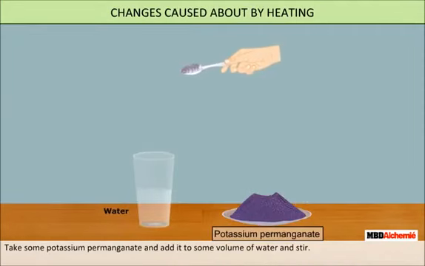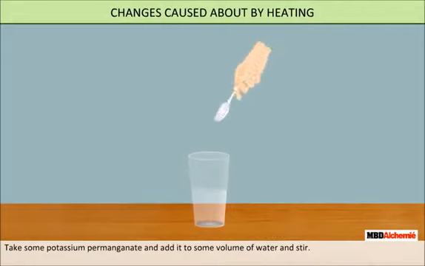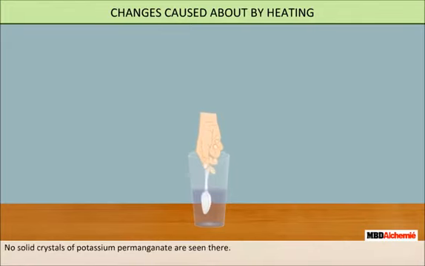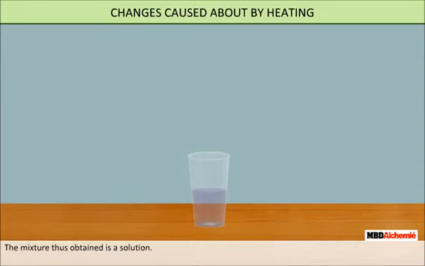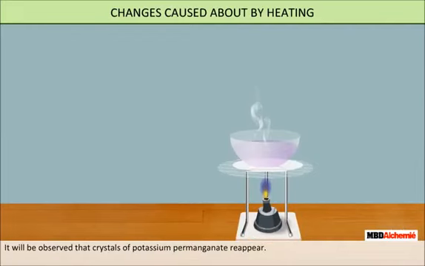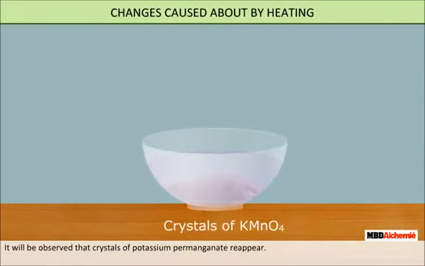Take potassium permanganate and add in water and stir. The crystals of potassium permanganate disappear and water becomes purple colored. No solid crystals of potassium permanganate are seen there. This is called dissolution. Heat the solution till the vapors come out and cool it. It will be observed that crystals of potassium permanganate reappear. Thus, you can say that it is an example of reversible changes.